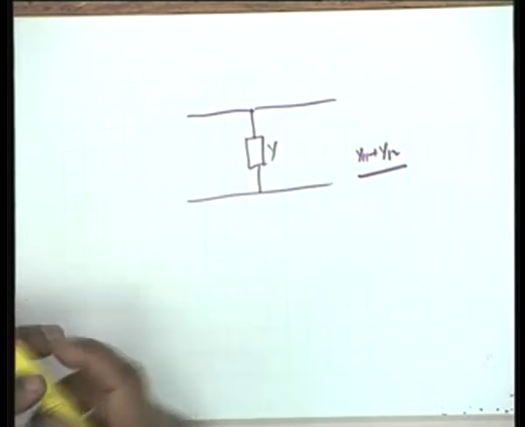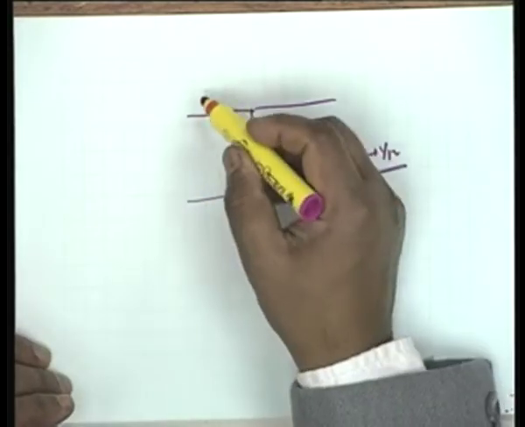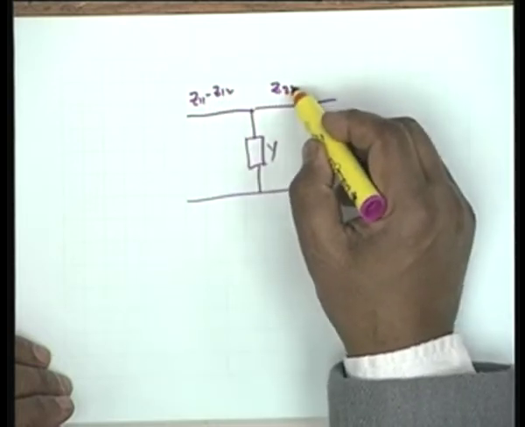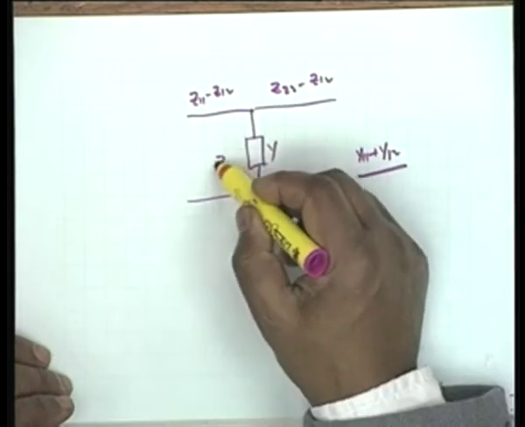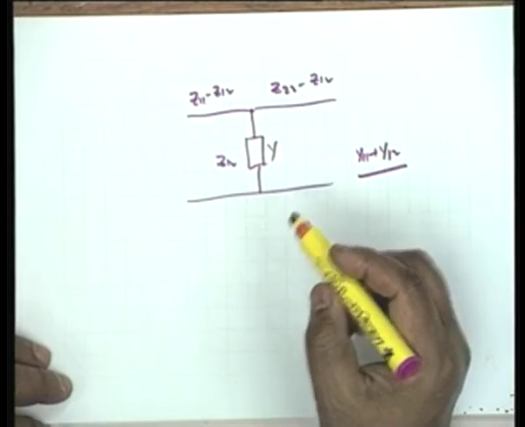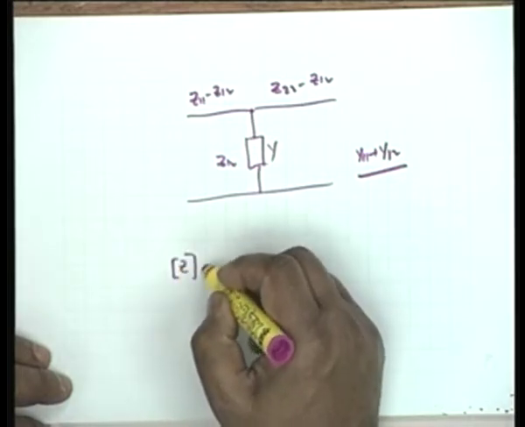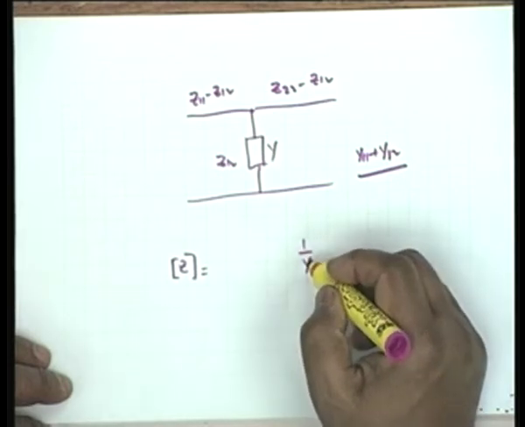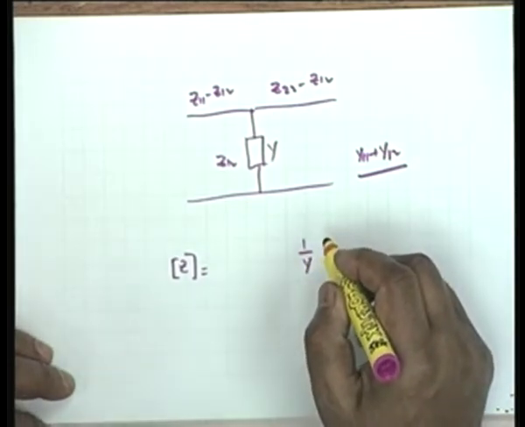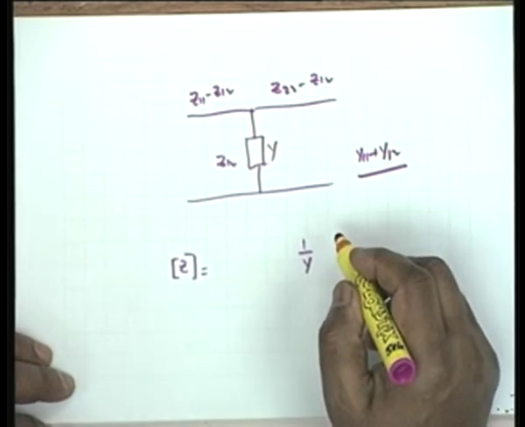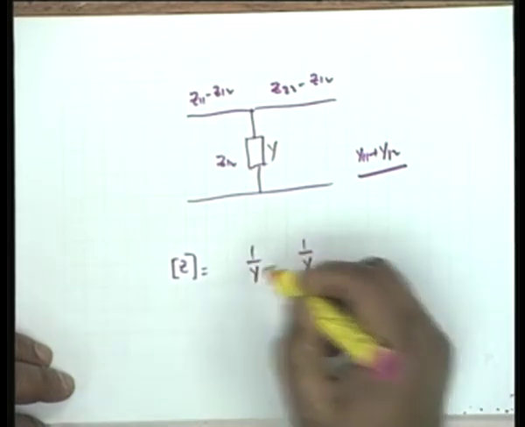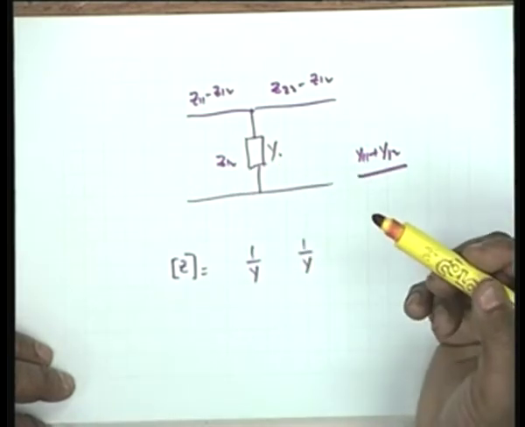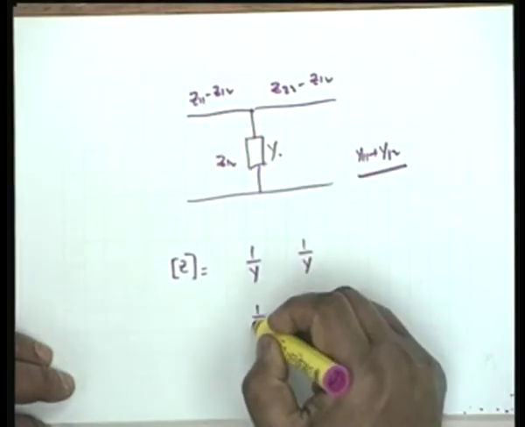This is very simply found out if you compare this with the z parameters equivalent circuit, z11 minus z12, z22 minus z12, and this is z12. And therefore what are the z parameters? Minus 1 by y. 1 by y. No, why minus? z11 is equal to minus 1 by y. No, it is equal to plus 1 by y. z12 is 1 by y, and therefore all of them are equal.